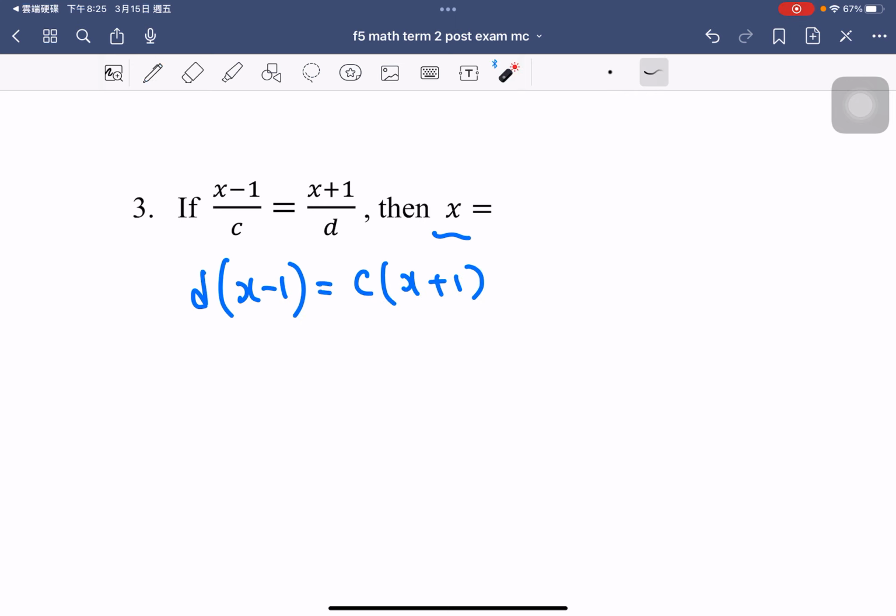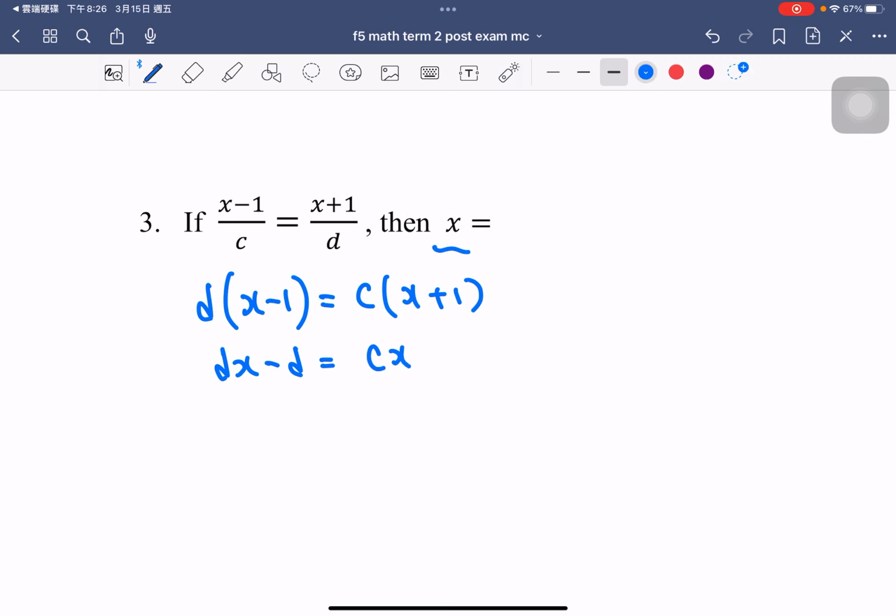So I say again, you're moving the d to the left-hand side, and the c to the right-hand side. When moving it, divided by d becomes d times the things, and for this, divided by c, moving to the right becomes c times it. You have a bracket here, so you try to expand the bracket, same for the right-hand side. So we have d times x giving you dx, d times negative 1 giving you minus d. Similar for the right-hand side, c times x giving you cx, c times 1 giving you c. So now we have cx plus c.